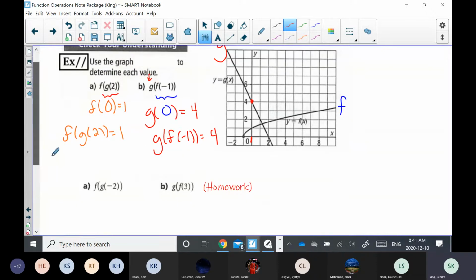If you guys could do f of g of -2 and g of f of 3 for me and get these two answers, I'll ask 2 different people.